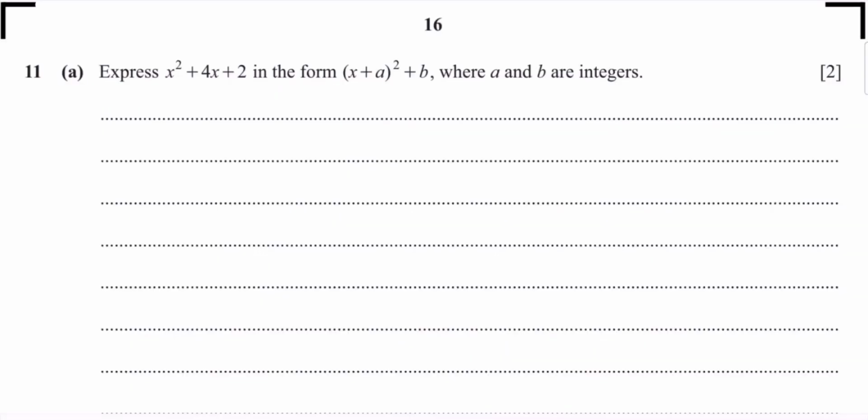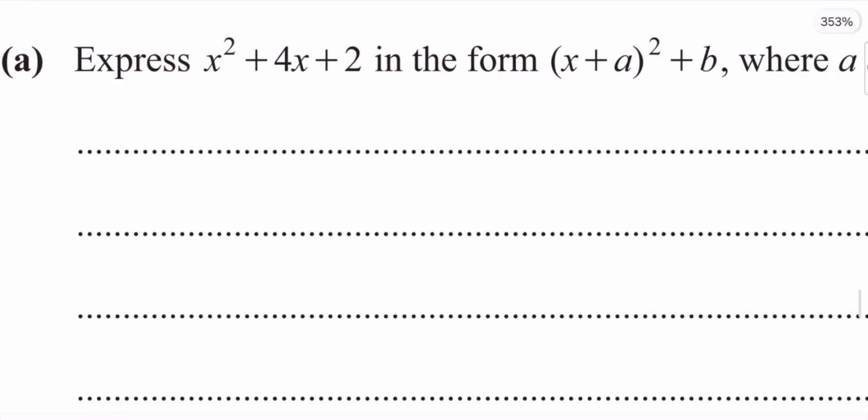For this last question on this paper, number 11, part A says express x squared plus 4x plus 2 in the form x plus a squared plus b. That's a completed square form where a and b are integers. And for this, we're just going to complete the square.